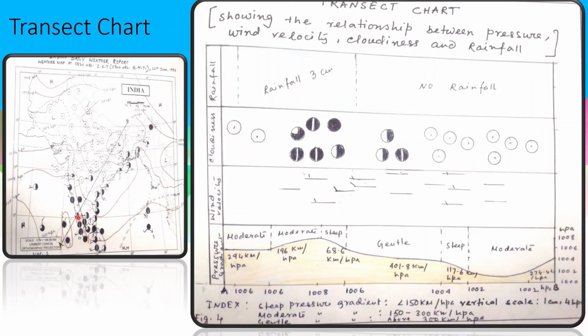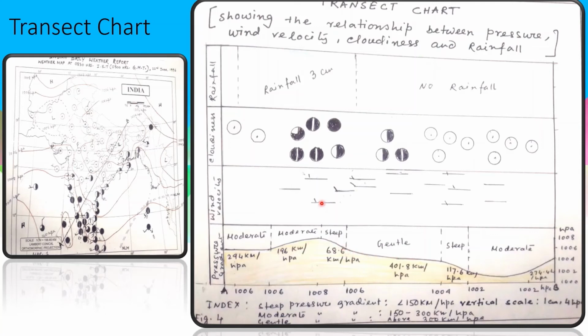This zone AB is a section line, and from the AB line 1 centimeter upward and 1 centimeter lower, that is backward, a total 2 centimeter zone has been selected to prepare this transect chart. First, this is the cross section, that is the pressure gradient zone. From this pressure gradient zone we can identify the steep pressure and moderate pressure zone area or gentle pressure zone area.